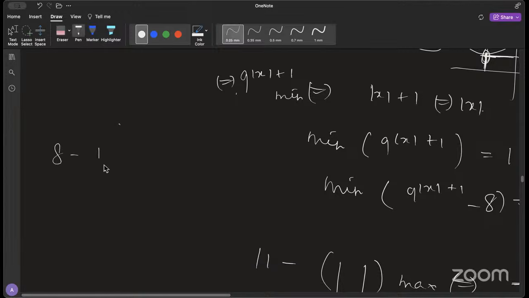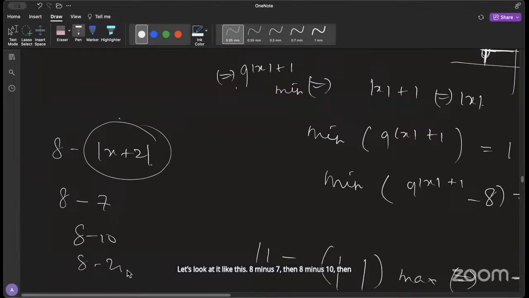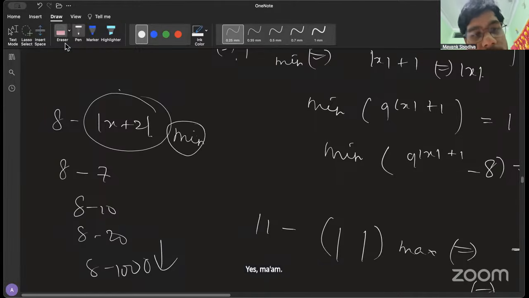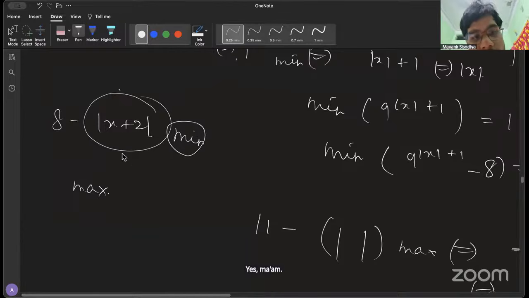When you have 8 minus mod of x plus 2, your mod is negative and mod values are positive. So just look at it like this: 8 minus 7, then 8 minus 10, then 8 minus 20, then 8 minus 1000. That means it keeps decreasing, right? That means you cannot find the minimum of this. Now let's come to the maximum one. Can we find the maximum of this? Yes, we can find the maximum, right?